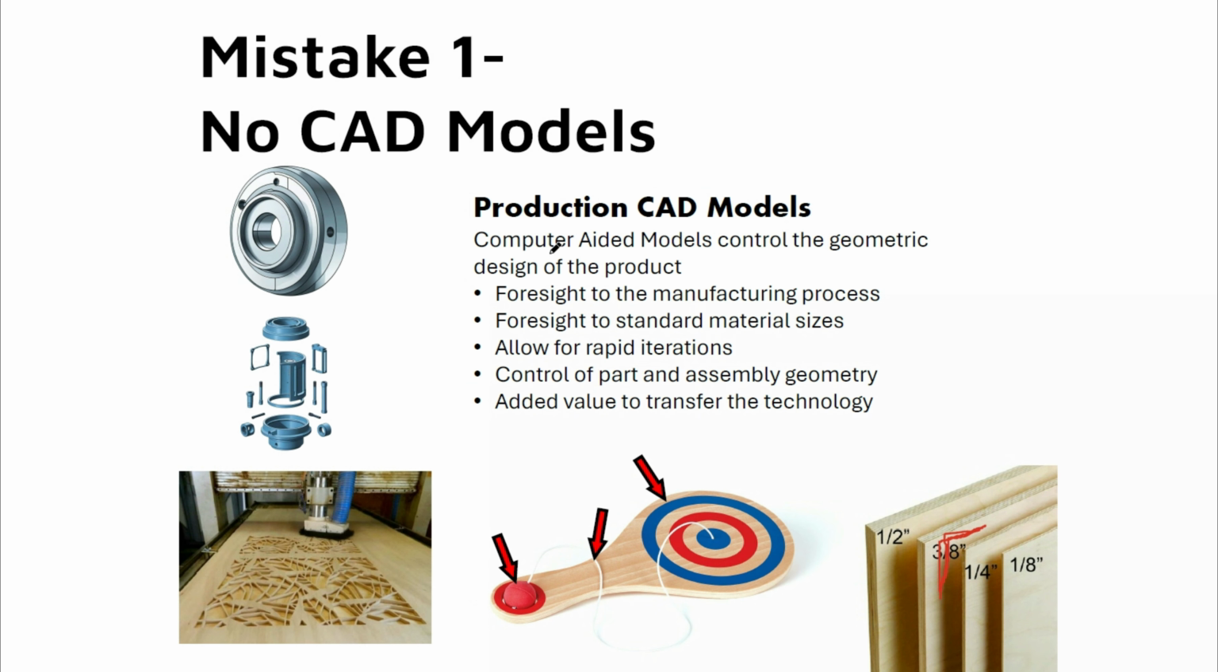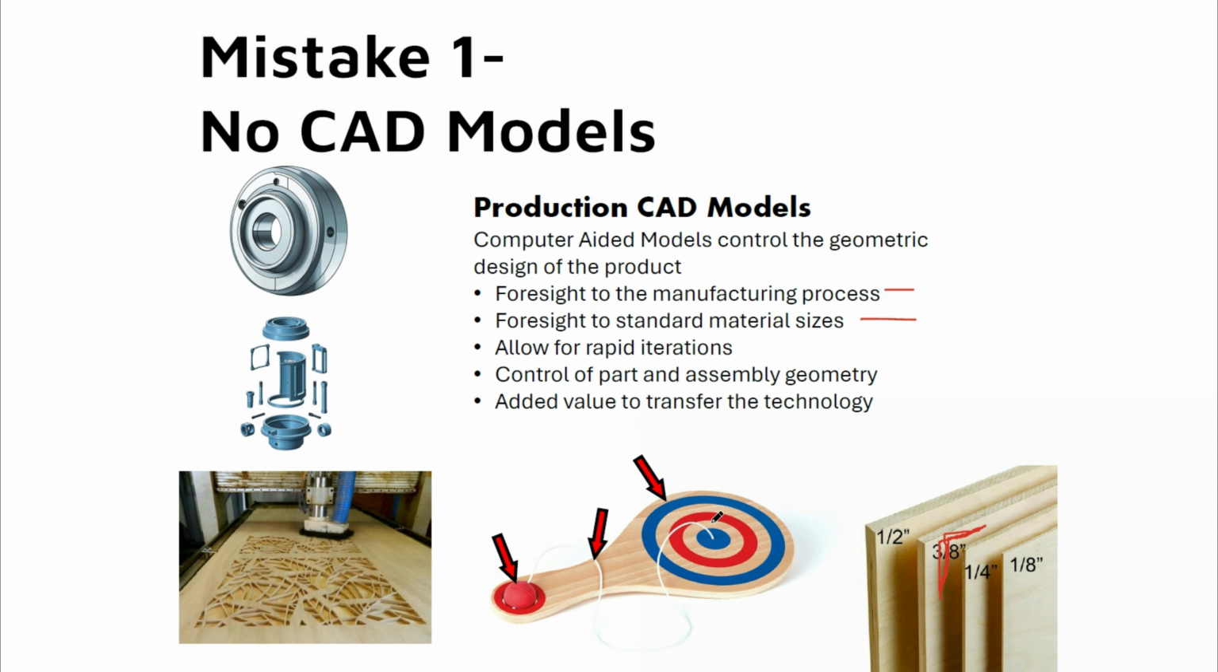So let's look at these bullet points. Having CAD models gives you foresight in the manufacturing process, and it gives you foresight in the standard materials that are available. So let's look at this plywood example. Maybe the price between a 1/4 inch and 3/8 of an inch is not that much. It's just a few cents. Then sure, we'll go with the better one. But once you jump from 3/8 to 1/2 an inch, maybe the price exponentially increases.